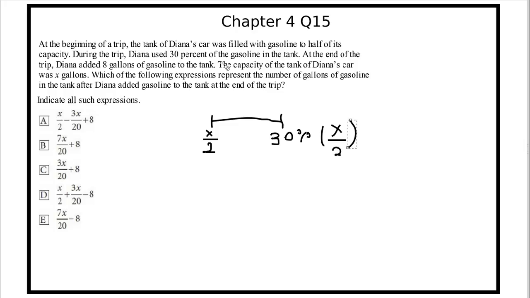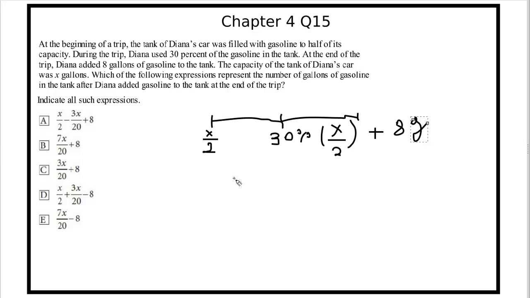Diana added 8 gallons to the tank. The capacity of the tank of Diana's car was x gallons. So at the end of the trip, Diana added 8 gallons of gasoline to the tank. I will just extend this and imagine that this is her whole trip. She started with half the capacity, and then she used only 30% of what she has in the tank, and then she added 8 gallons of gasoline. Okay, and that's the word problem.